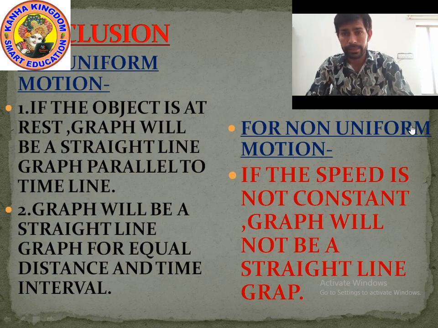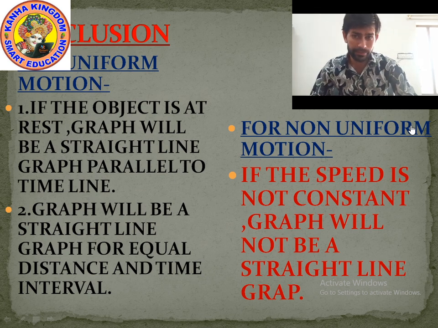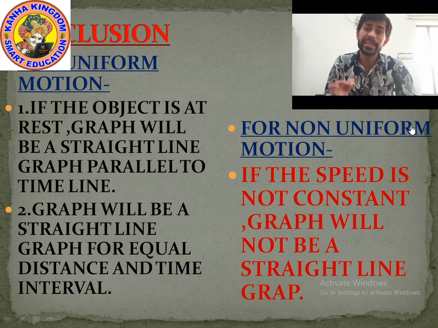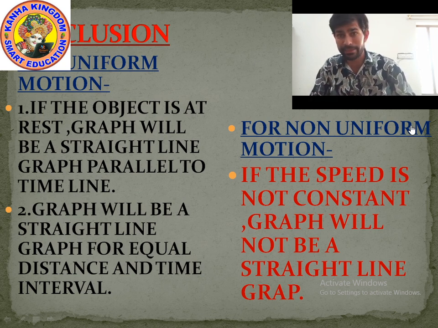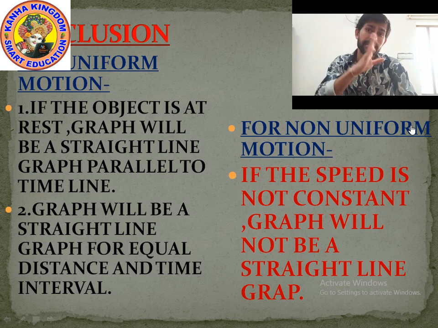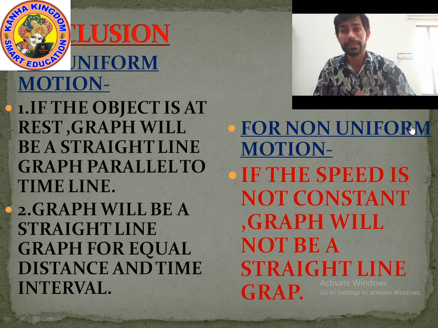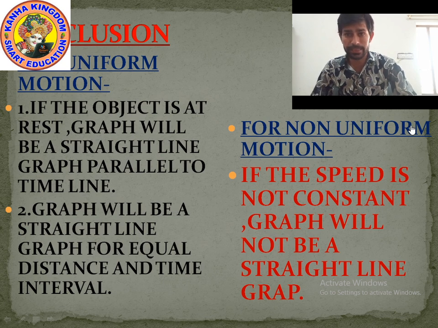Suppose your father is driving the car and the car traveled unequal distance in unequal time interval, or equal distance in unequal time interval, or unequal distance in equal time interval, then the graph will never be a straight line. It will always be like a zigzag graph or any kind of graph, but it will never be a straight line. So if the speed is changing, if the speed is not constant, the graph will never be a straight line graph.